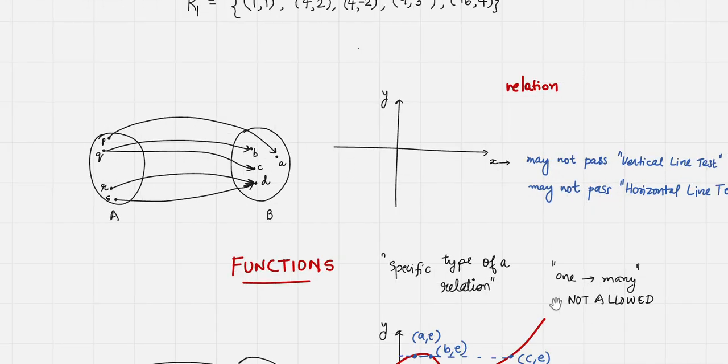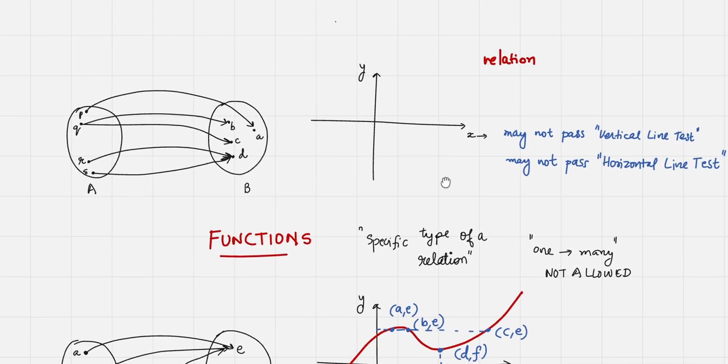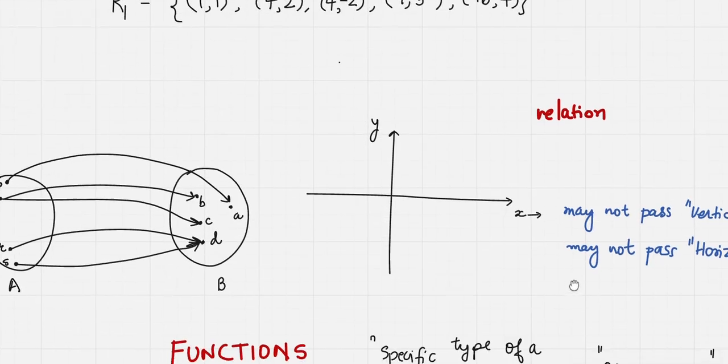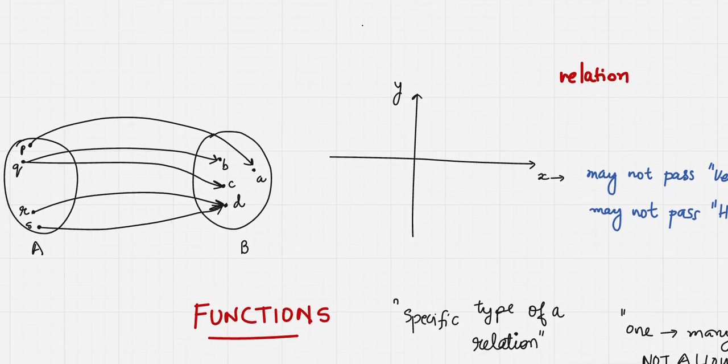Next, we look at this relation here. Let's zoom in. So here P is connected to A. Let's draw the elements of set A on the x-axis, and the elements of set B on the y-axis. So we have the point P comma A.